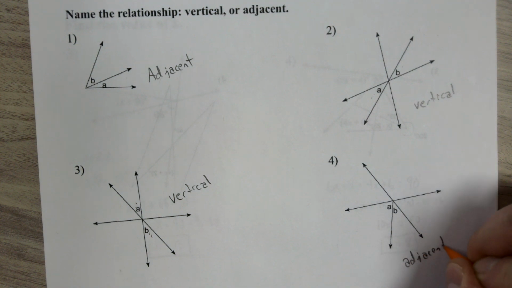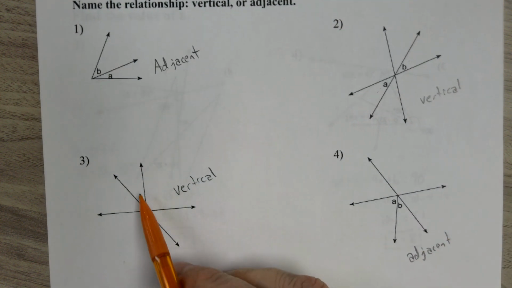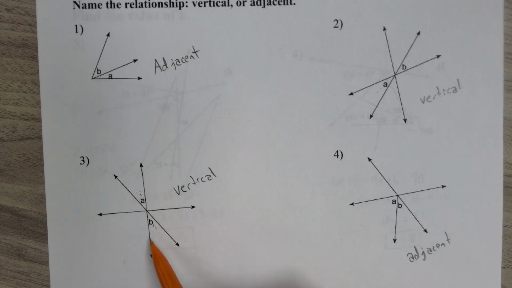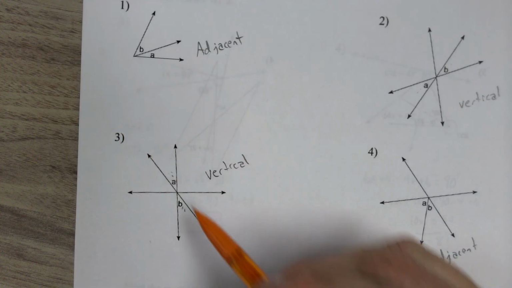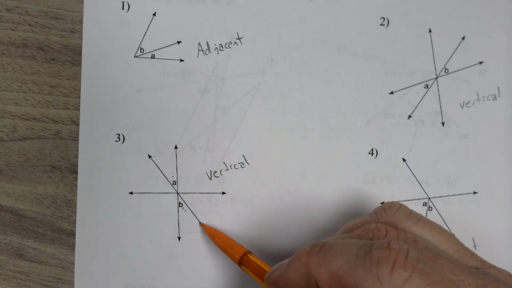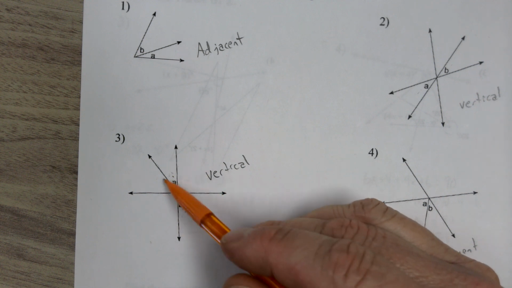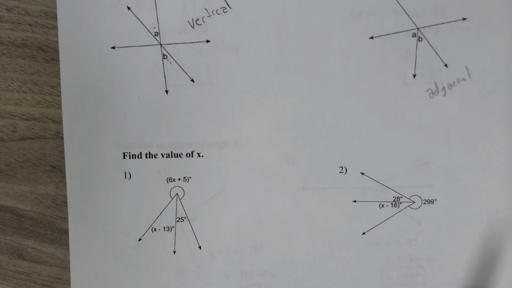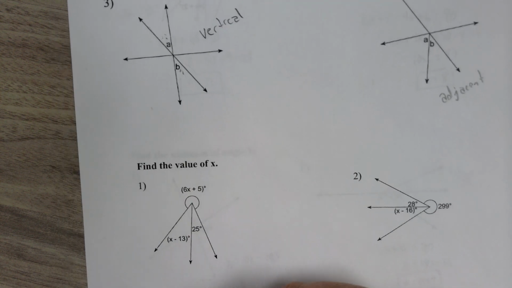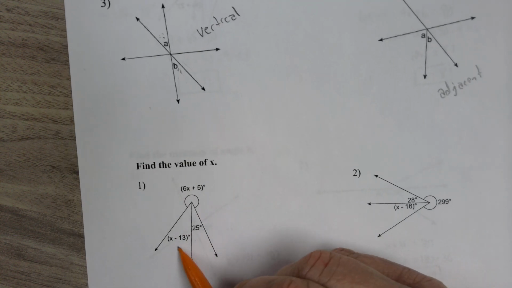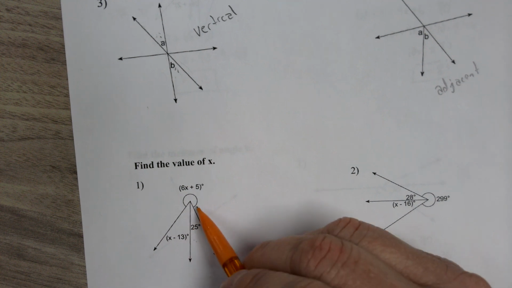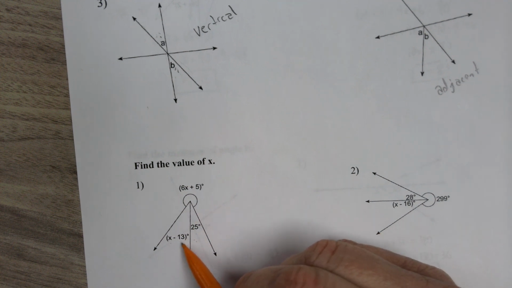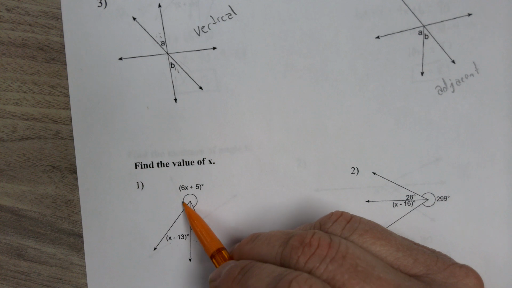Now, one of the things that's so important to know is the difference: vertical angles are always congruent. They're always equal to each other. It's not true with adjacent, but if they are formed directly across from each other with two lines, those are going to be vertical angles, and they are congruent. All right, so for this one here, we know that these two angles, 25 and x minus 13, then you have this full angle, and that's what this is showing.